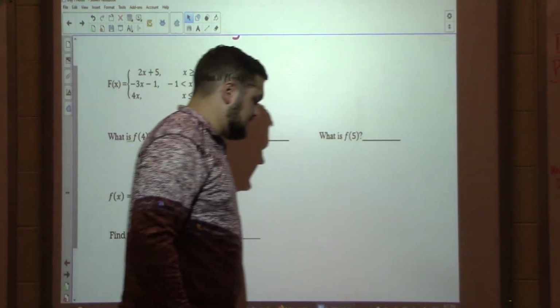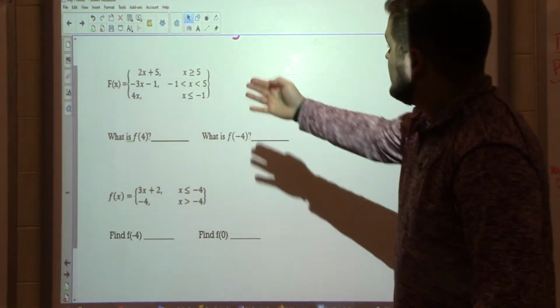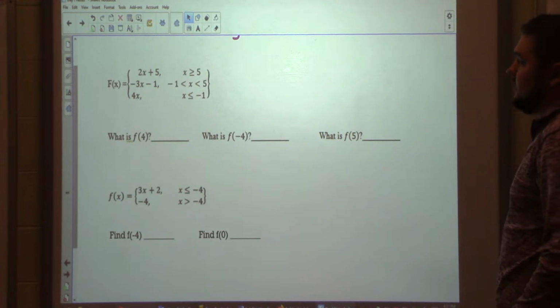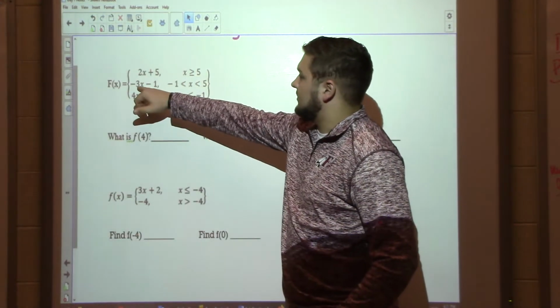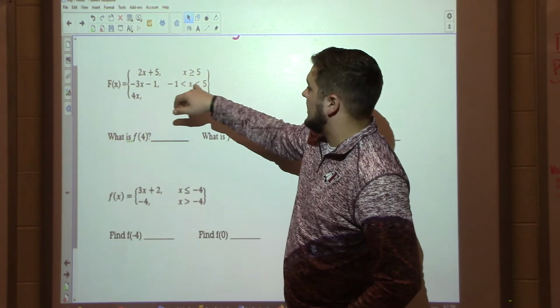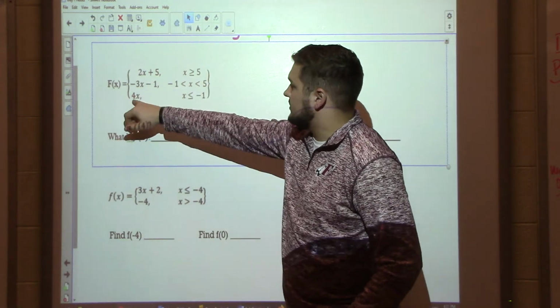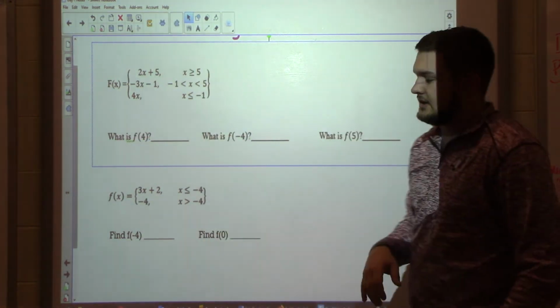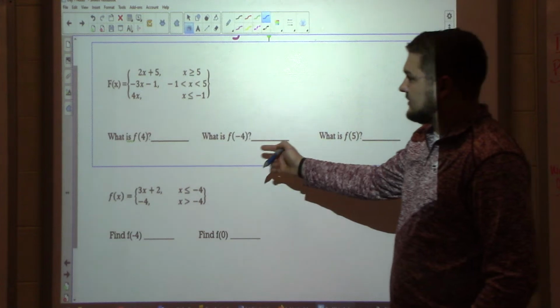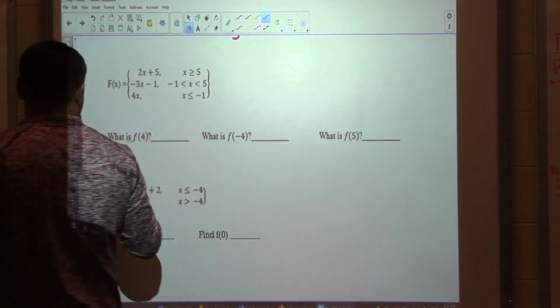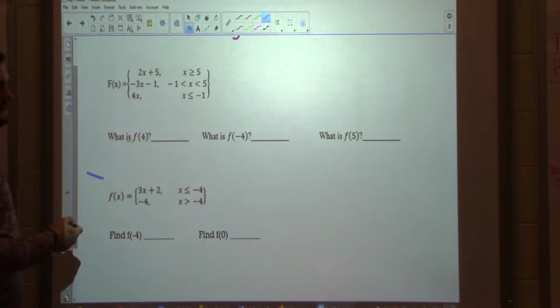If I have this piecewise here, it tells me 2x plus 5 if x is greater than or equal to 5. We're using negative 3x minus 1 if x is between negative 1 and 5. We're using 4x if x is less than or equal to negative 1. So if I want to evaluate this, first thing I need to do is look and see, well, what is f of 4?